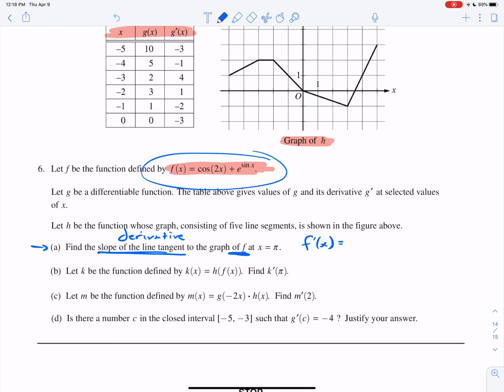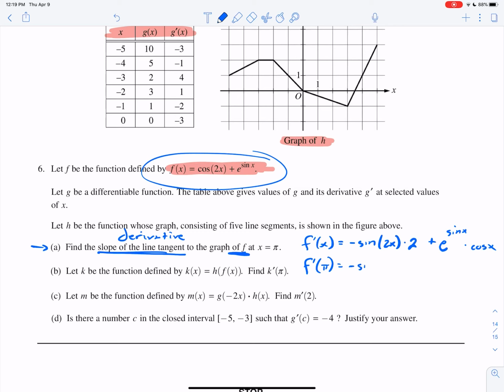Notice how cosine of 2x, there is a 2x inside of your cosine, so it's going to require the chain rule. So that's the derivative of the outside at the same inside times derivative of the inside, okay? Plus, now e to the sine x is also another composition, a function within a function. So derivative of the outside at the same inside times derivative of the inside function. Okay? So we need to find f prime of pi.